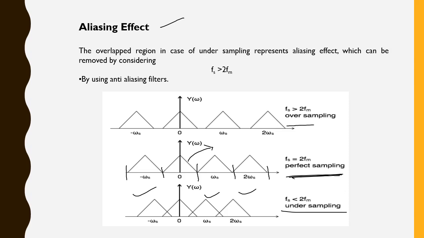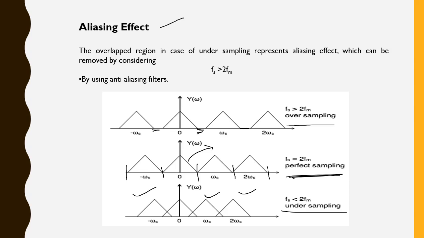We have also seen the oversampling case, where fs is greater than twice fm. When it is greater than twice fm, we actually waste the bandwidth, or the frequency, present between each one of the signals, which are spaced apart at fs, 2fs, 3fs, or minus fs, minus 2fs, and so on.